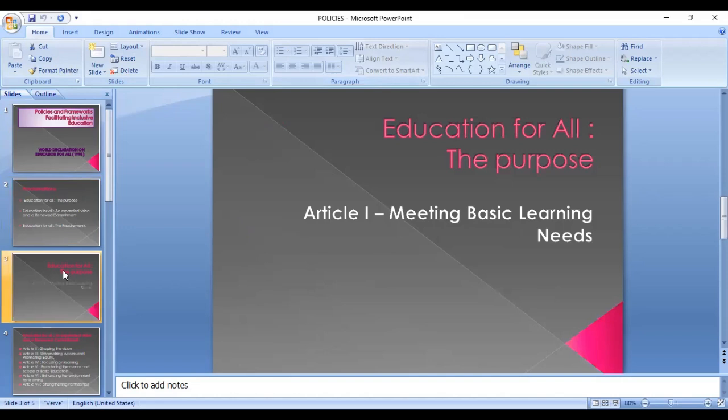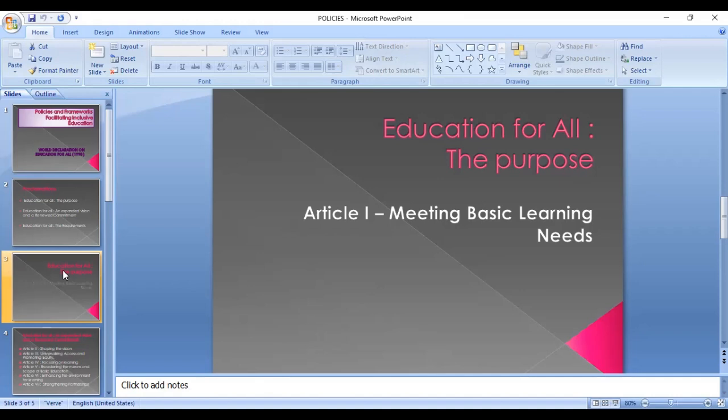What is the purpose of Education for All? Why should we give education to all? For that we have one article, meeting basic learning needs. See, basic, not only just giving them the learning, but whether they have learned it properly or not also depends upon meeting basic learning needs. So this is the article for that.